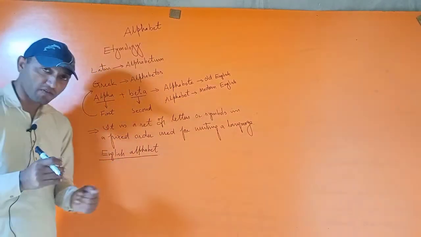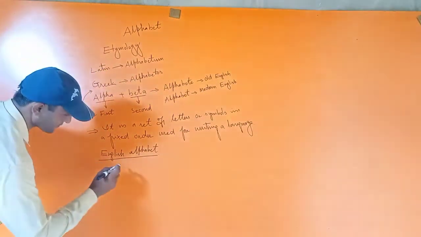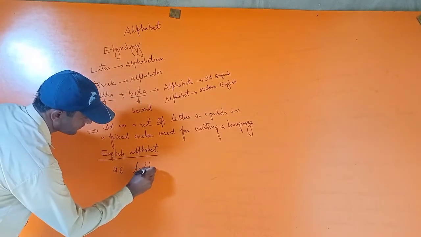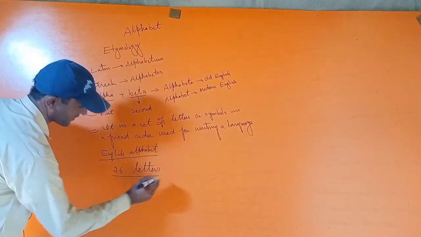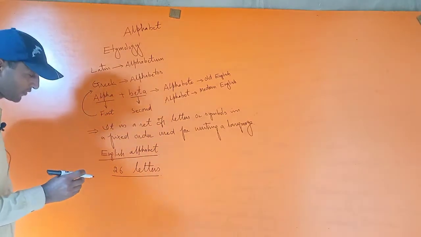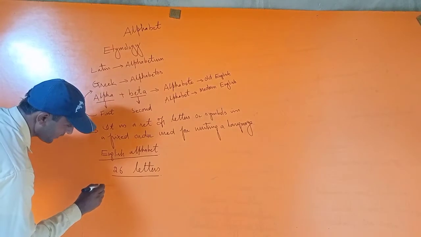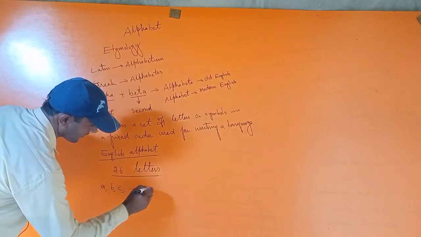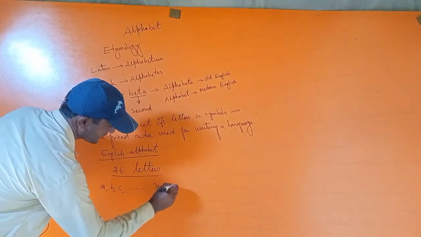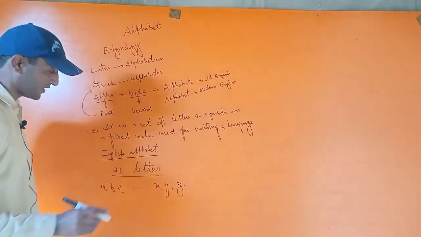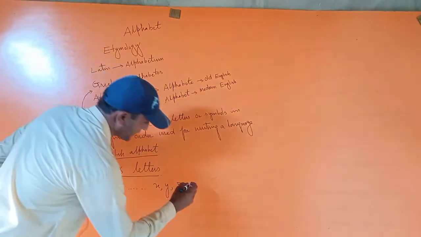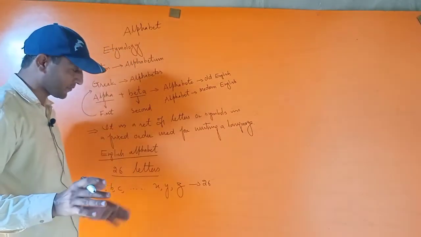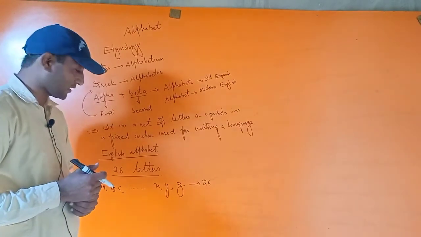So in the English alphabet there are 26 letters. And these 26 letters are in a sequence: A, B, C, up to X, Y, Z. The total number is 26 letters, which means the English language consists of 26 letters.